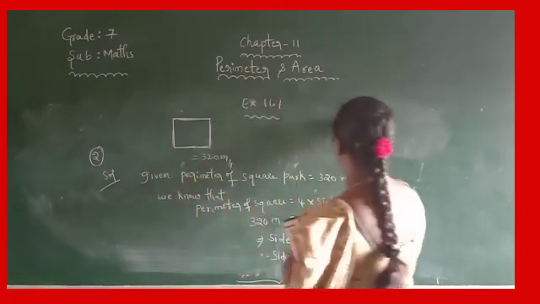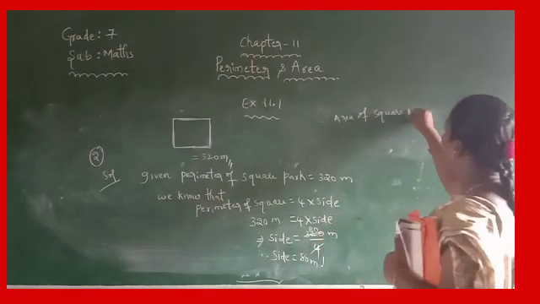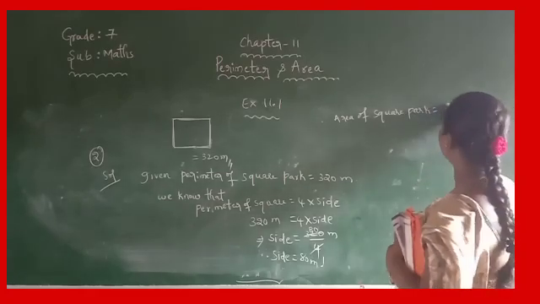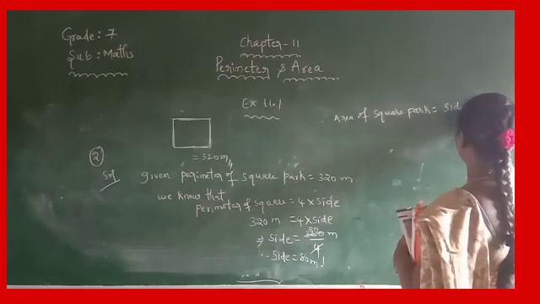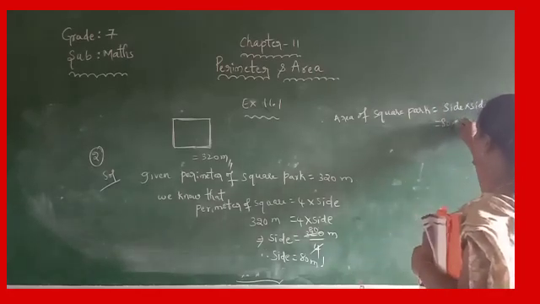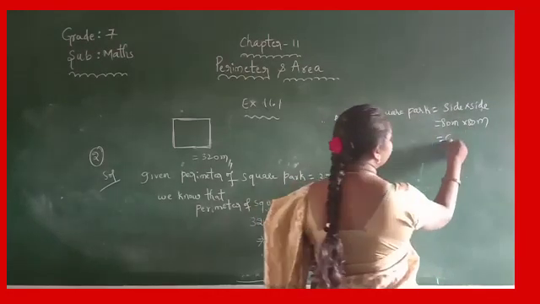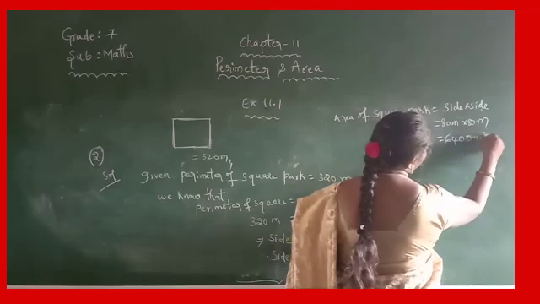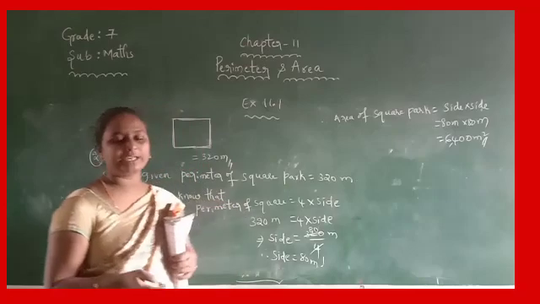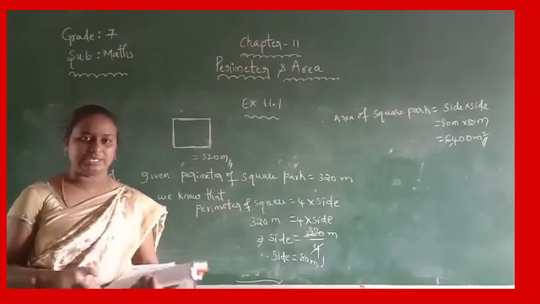Now we can find the area of the square park. What is the area of a square? Side into side. Each side is 80 meters into 80 meters. Then 8 eights are 64. So that means what is the area of the square park here? 6400 square meters, or 6400 meter square.